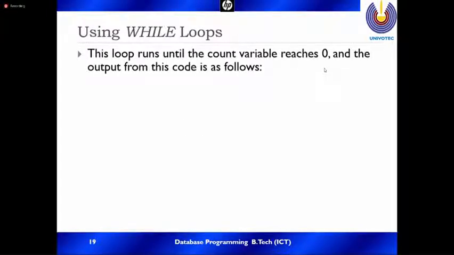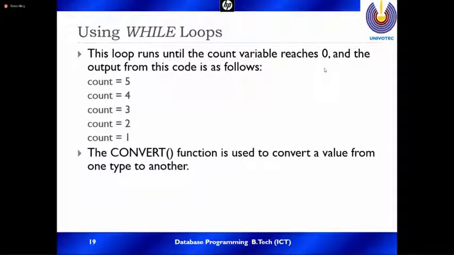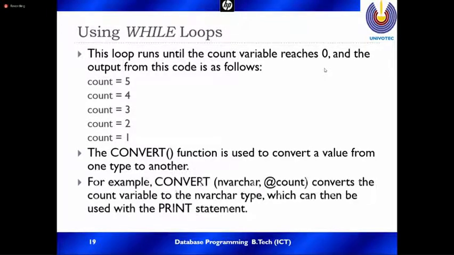This is the while loop. This loop runs until the count variable reaches 0, and then the output for this code is this. The convert function is used to convert a value from one type to another type. For example, convert nvarchar, @count converts the count variable into the nvarchar type, which can then be used with the print statement.